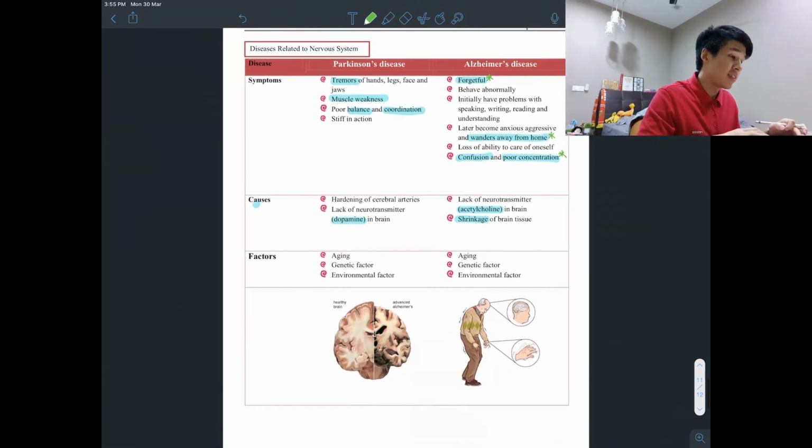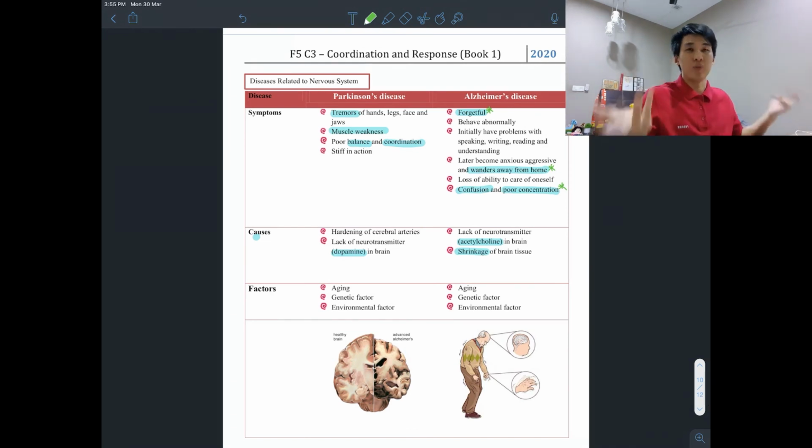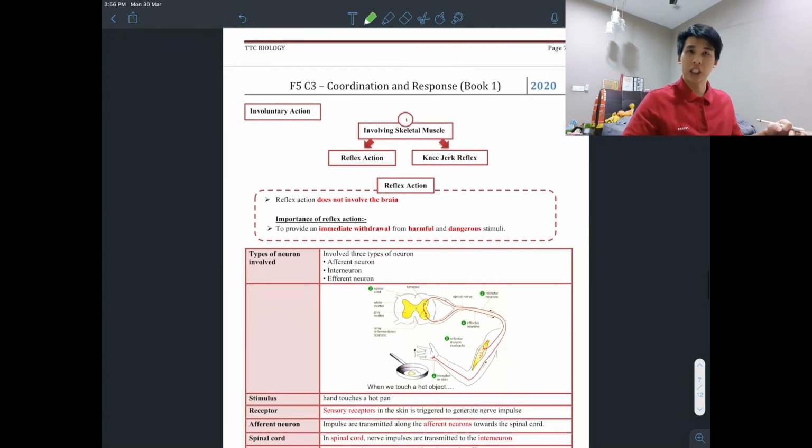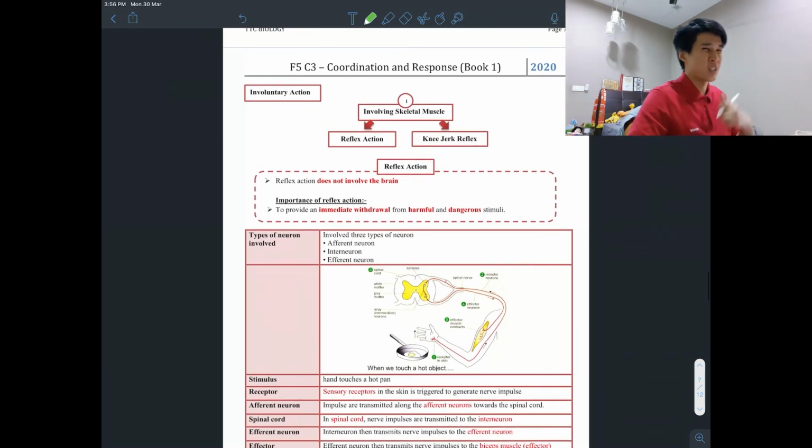Okay, so that's the two diseases related to nervous system. So that's the end of this week's video. Next week will be the last one where we will focus on involuntary action. Okay, so that will be our next week video.